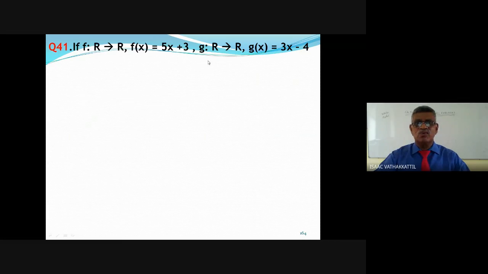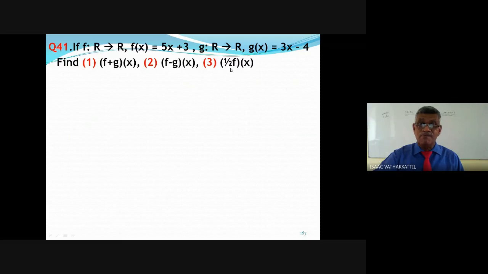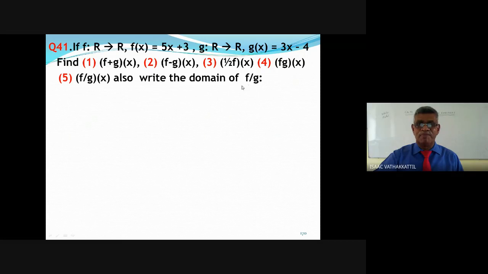Remember, F and G are from R to R. F(x) equals 5x plus 3, and G(x) equals 3x minus 4. Find f plus g of x, f minus g of x, half f of x, fg of x, and f by g of x. Also write the domain of f by g.